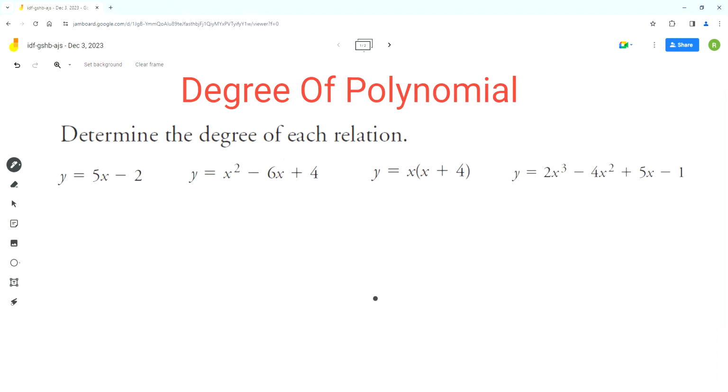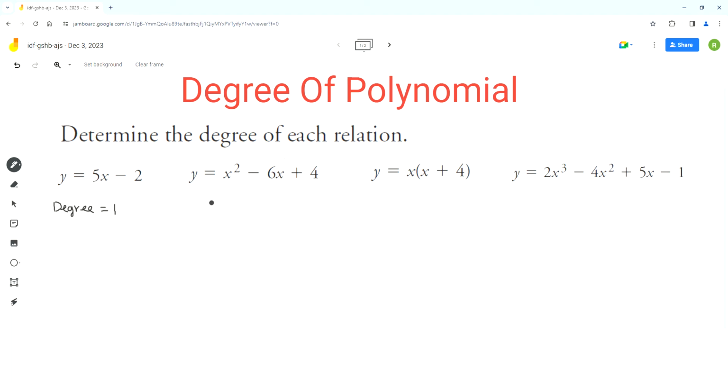So let's start with our first relation, 5x minus 2. In this relation, the variable is x. Now the highest power on the variable in this relation is 1. There is an invisible 1, but we don't show 1 as an exponent, so that's why there is this invisible 1 as the exponent. So for the first relation, the degree is equal to 1 because that's the highest power on the variable in the first relation.